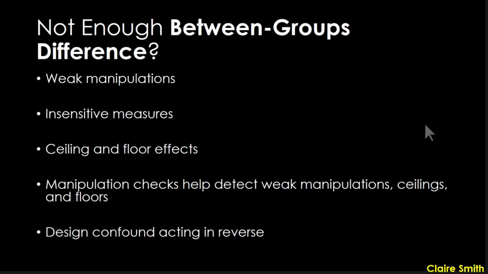So we're going to talk about these more on upcoming slides, but we could have weak manipulations, insensitive measurements, ceiling and floor effects. And ways to fix this, we can have manipulation checks to help detect any weak manipulation, ceiling and floor effects. And there can also be design confounds acting in reverse here.